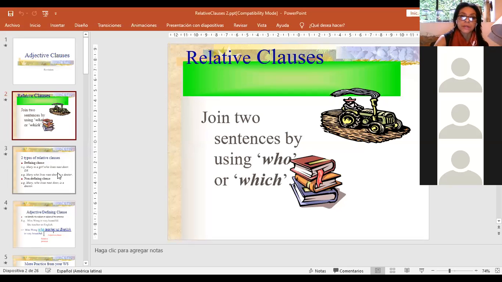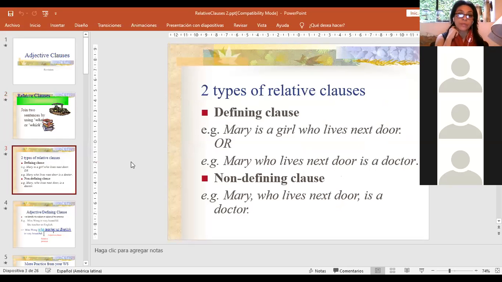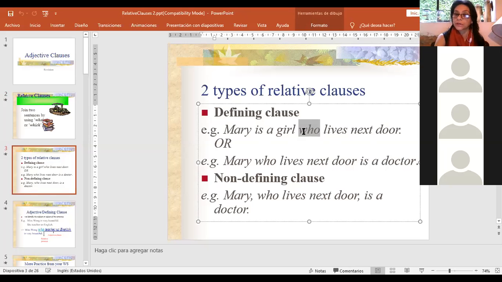So when we say, for example, I'm going to show you this one here. And this is for the rest of you guys too. When you have relative clauses, you have Mary is a girl who lives next door. So you probably had Mary is a girl as one sentence. Another sentence probably said she lives next door. And what we do with relative clauses is that we join them. So as a result, we have Mary is a girl who lives next door. We're using who here to join these two sentences together.